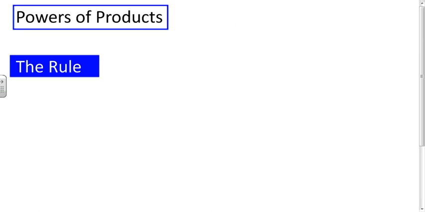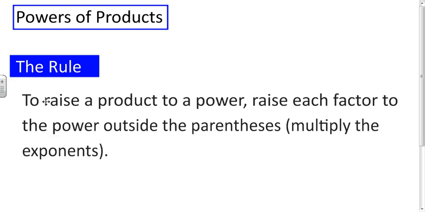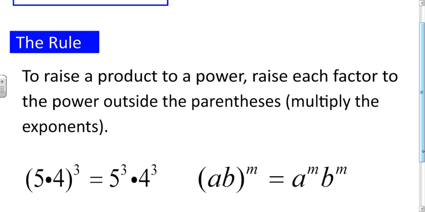So our rule for finding powers of products: we want to raise a product to a power. We raise each factor to the power outside the parentheses. And that just means we're going to multiply those exponents. So just as a couple of examples here, 5 times 4 to the 3rd would be 5 to the 3rd times 4 to the 3rd, one way to solve it. (ab) to the m power is going to be a to the m, b to the m.